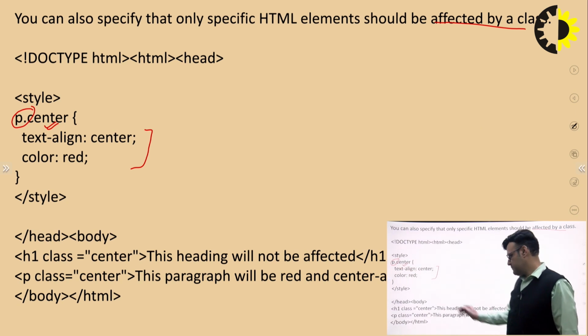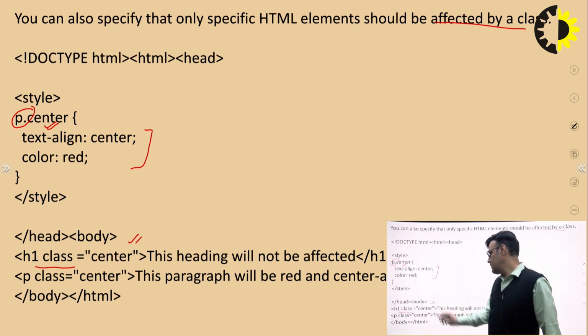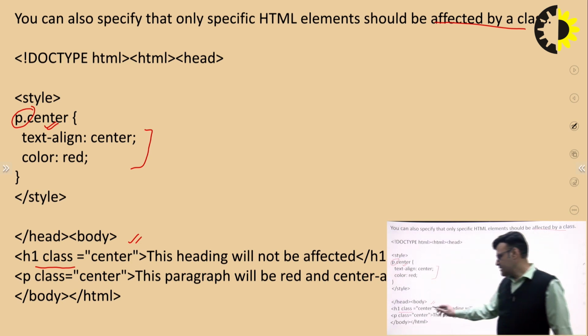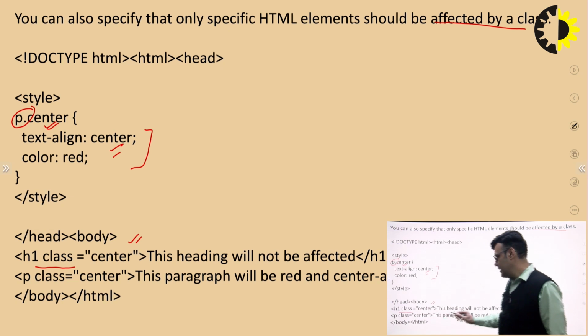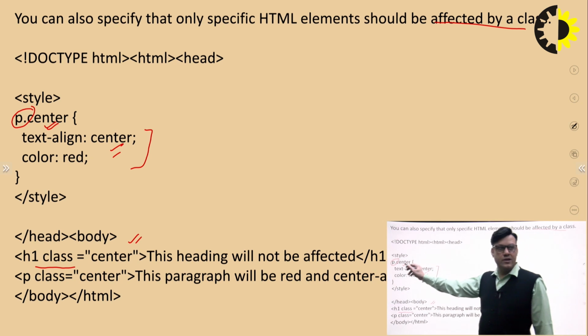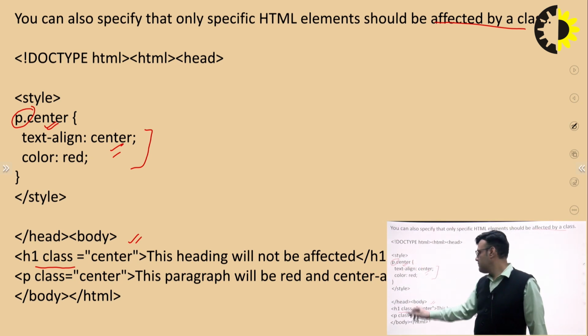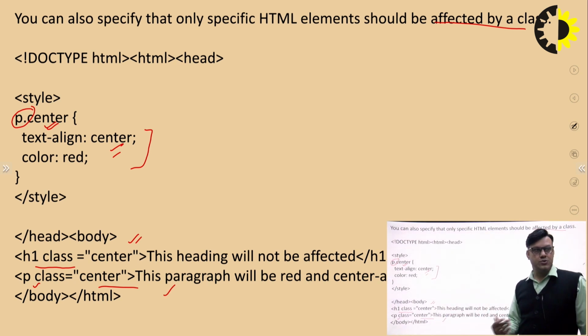Now, see how it is reflected. I have used here H1 class is equal to center, okay? I have used this class center, but this class is made specifically for which element? For the paragraph element, right? So, these two properties will not be reflected under this H1, okay? So, I have written here this heading will not be affected, right? Where will it be affected? It is only affected on this P paragraph, P class center, right? So, this is how we can show an effect on a specific HTML element, okay?